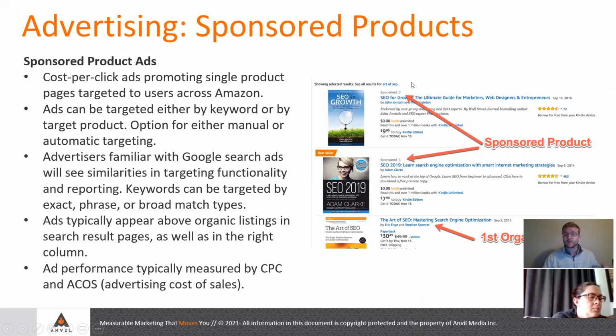Ad performance for sponsored product ads, and really most of all these ad campaigns we're going to discuss today, is measured by cost per click, as well as the main one, advertising cost of sales, which is essentially just a return on ad spend metric, but in reverse, that Amazon typically uses for all their ad campaigns.